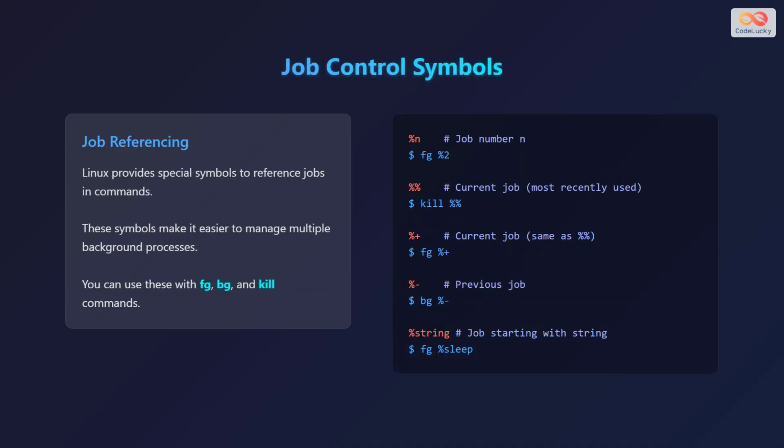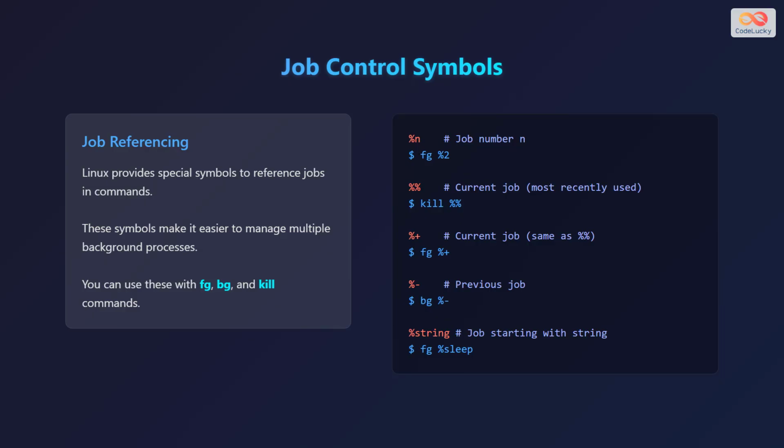Linux provides special symbols that make it easier to reference jobs in commands and manage multiple background processes. You can use these symbols with commands like fg, bg, and kill. The symbol %n, where n is a number, refers to job number n. For example, fg %2 brings job number 2 to the foreground.